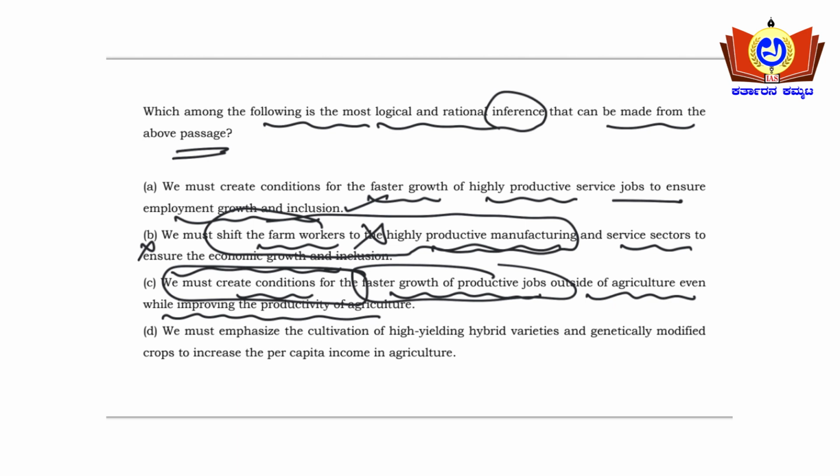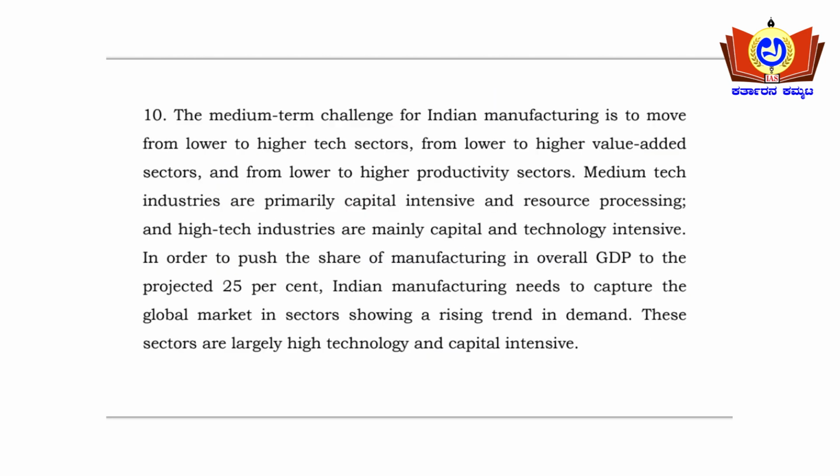We must emphasize the cultivation of high yielding hybrid varieties. Nowhere in the passage, right? So option A is the most probable and right option here. You need to check each and every option, then only can we come to the most logical conclusion, guys. So moving on to the next passage.